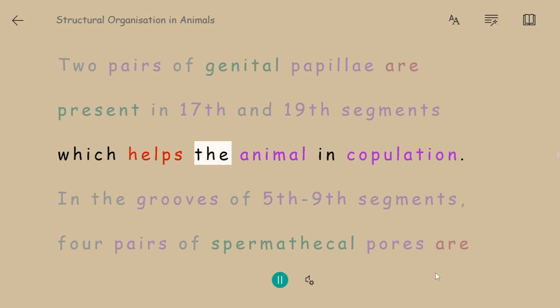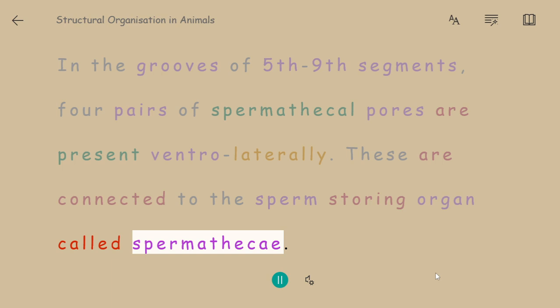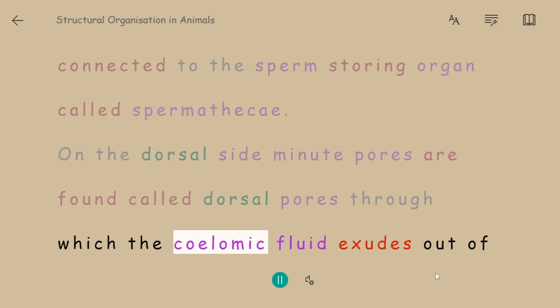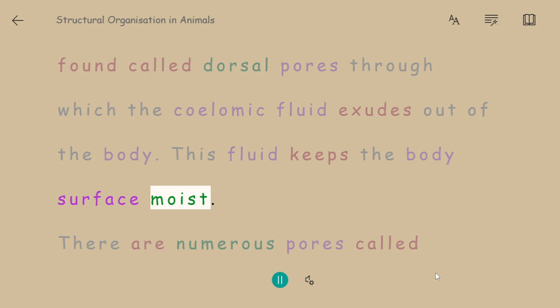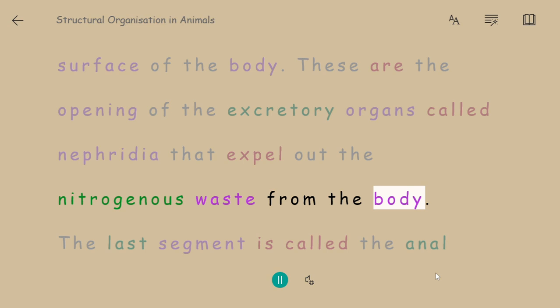In the grooves of 5th to 9th segments, four pairs of spermathecal pores are present ventrolaterally. These are connected to the sperm-storing organ called spermathecae. On the dorsal side, minute pores are found called dorsal pores, through which the coelomic fluid exudes out of the body. This fluid keeps the body surface moist. There are numerous pores called nephridiopores present on the ventral surface of the body. These are the openings of the excretory organs called nephridia that expel the nitrogenous waste from the body. The last segment is called the anal segment, and it bears the anus.